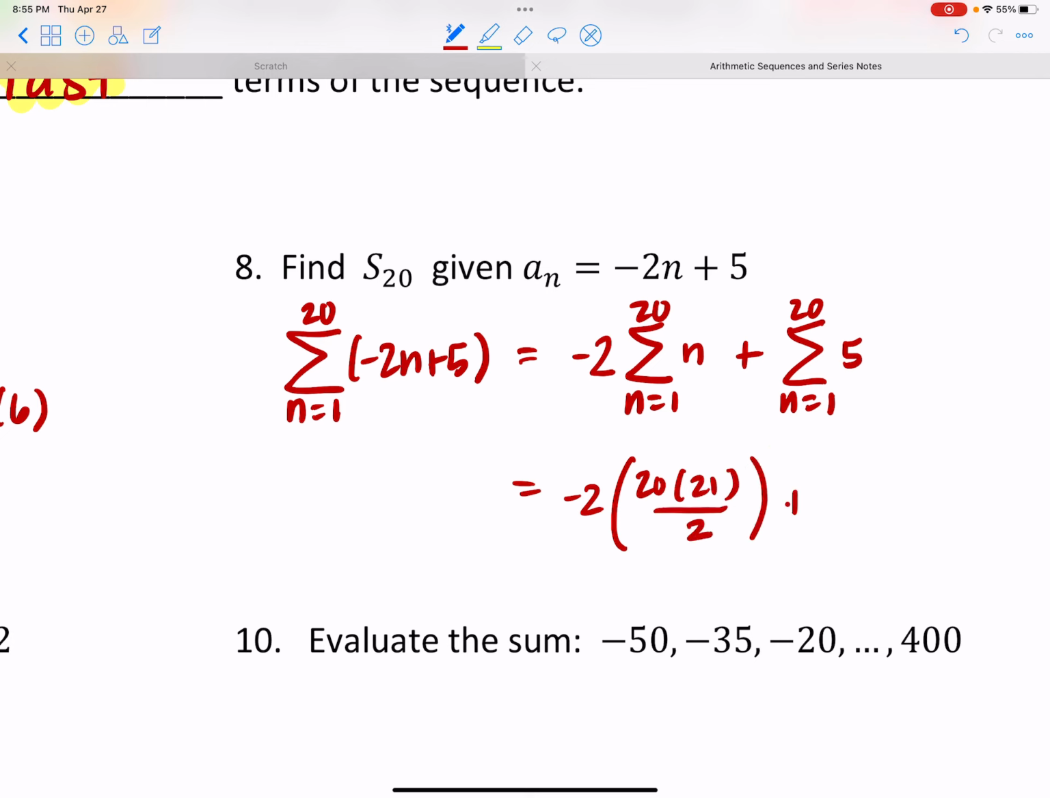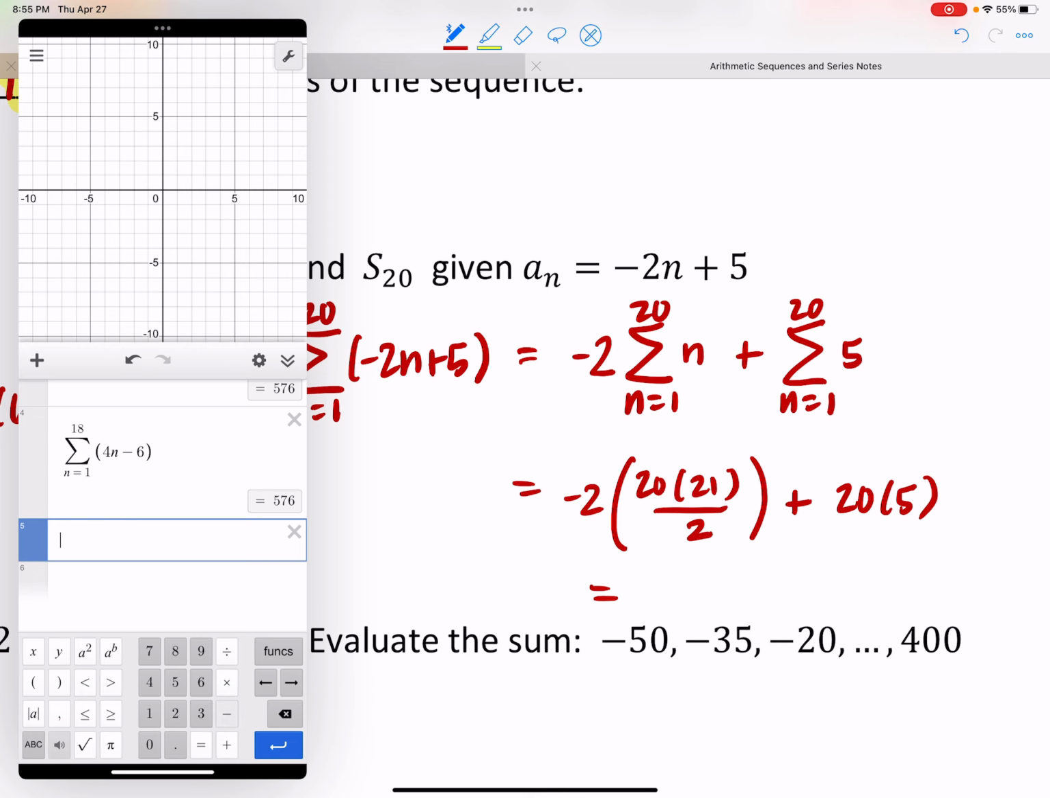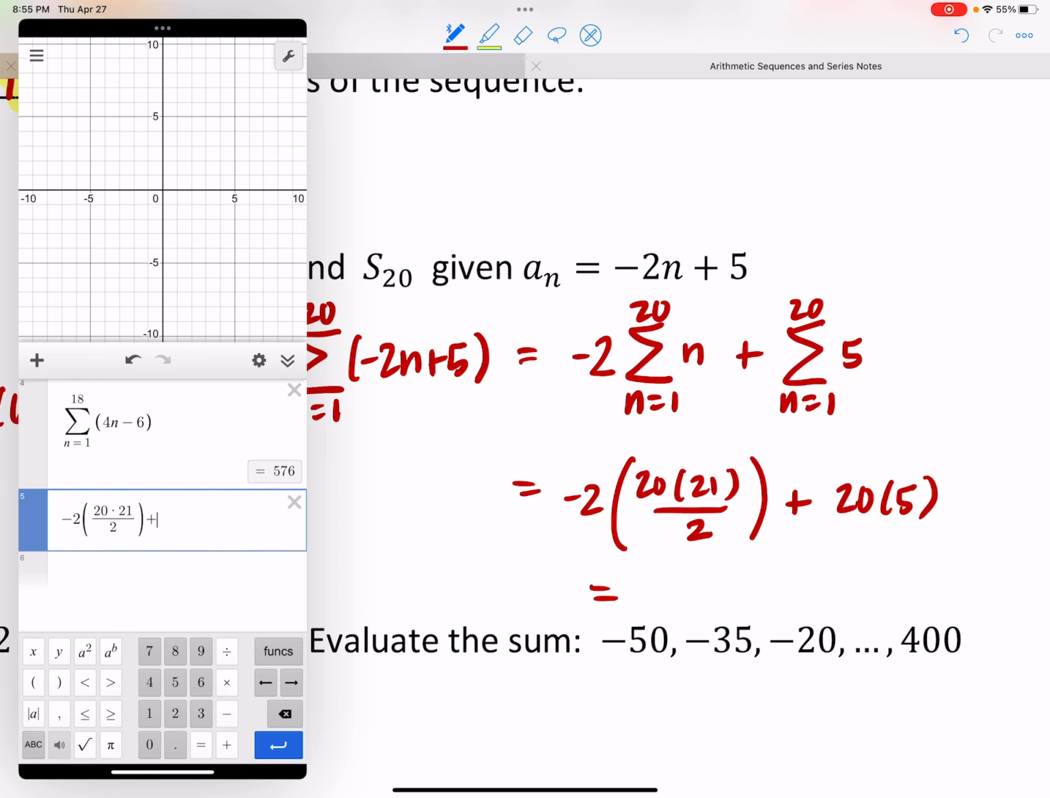And then here we're just going to multiply that constant by 20, so the upper limit by the constant 20 times 5. And then into the calculator we get our sum. So let's see here. Negative 2, and then a fraction, 20 times 21 divided by 2. I don't know why I put both those 2's in there when I knew they would cancel, but let's just go with it. Plus 20 times 5, which again I know that's 100, but I'm just going to type it in. So I get negative 320.